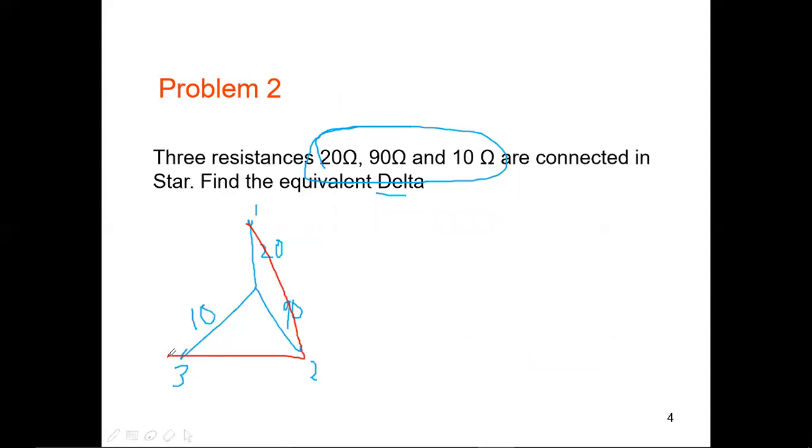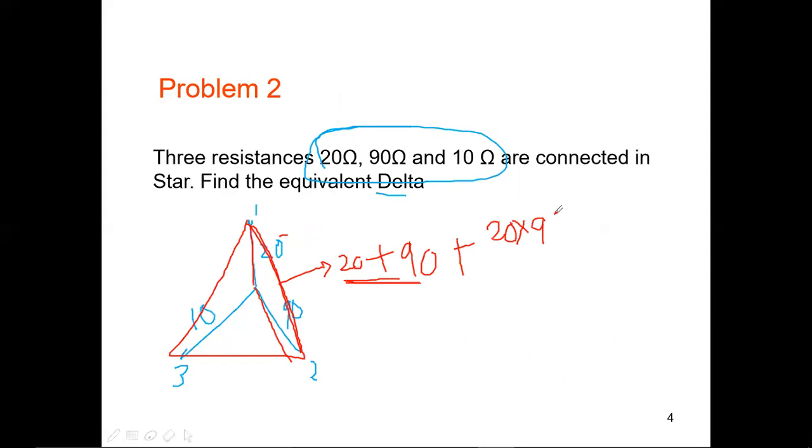This is the delta of this circuit. Delta means 20 plus 9. What is the value of this? Then 20 plus 9. Two arms are connected like this delta, right? For this arm, two arms are joined. One arm like this, one arm like this. So I am going to take the summation of these two arms into the product of these two arms by my rest of the arm, 10. Like this you can solve.